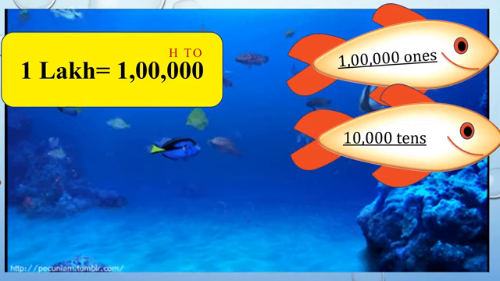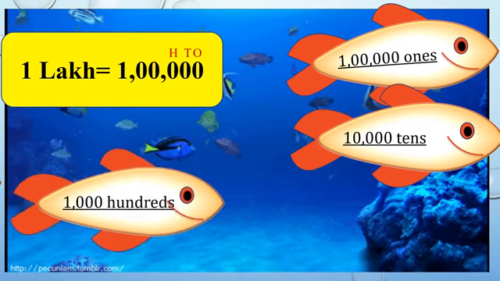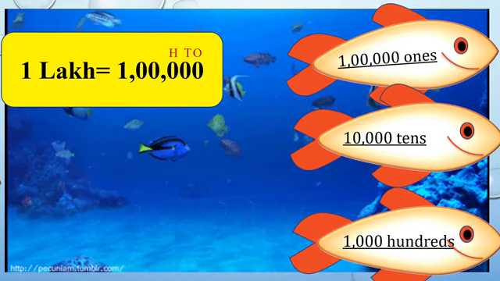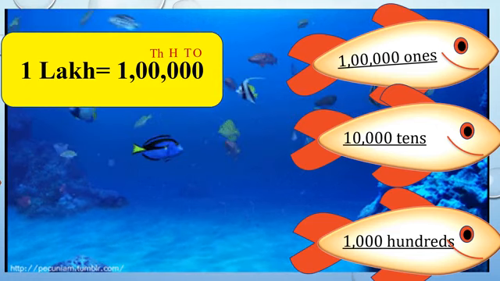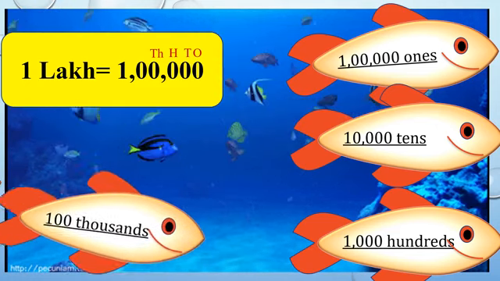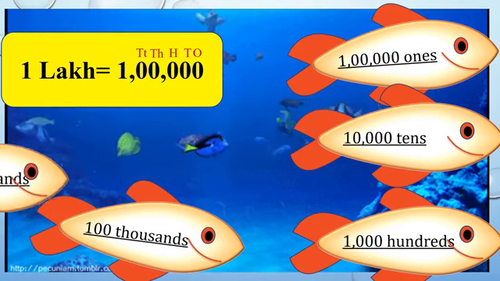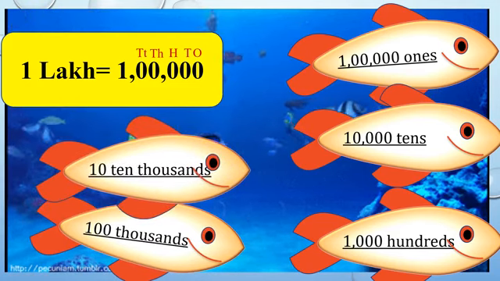Then 100, this is the correct answer. Just to check it, after 1, 3 zeros should be there. 1000, after 1, 2 zeros should be there. Good. Then for 10,000, yes, 10,000 should be there in 1 lakh.